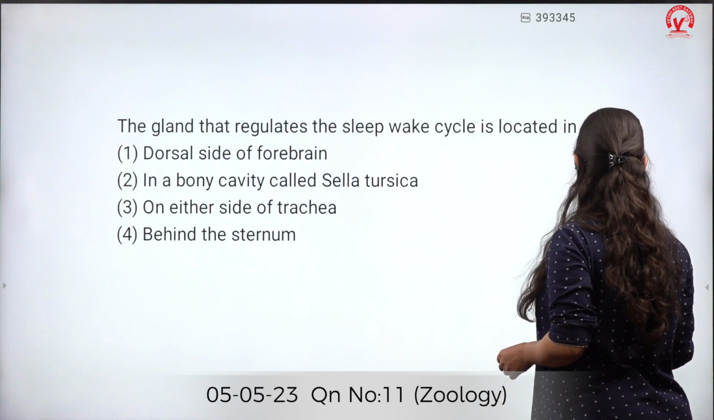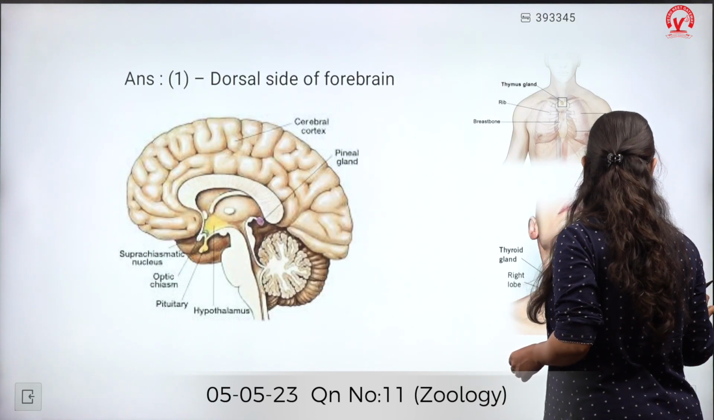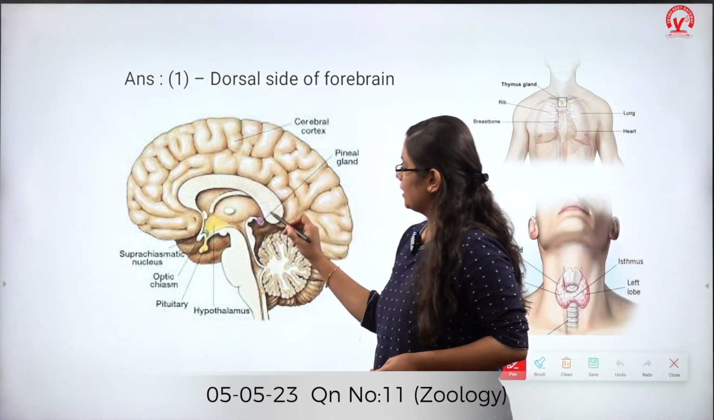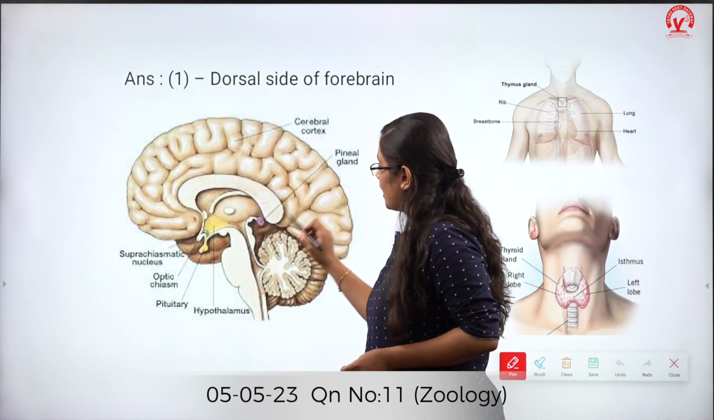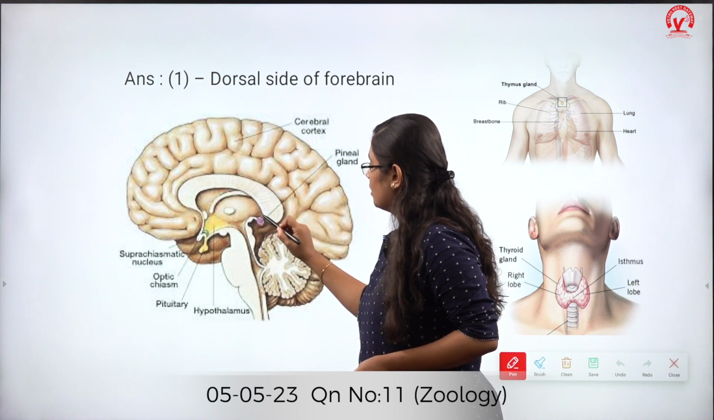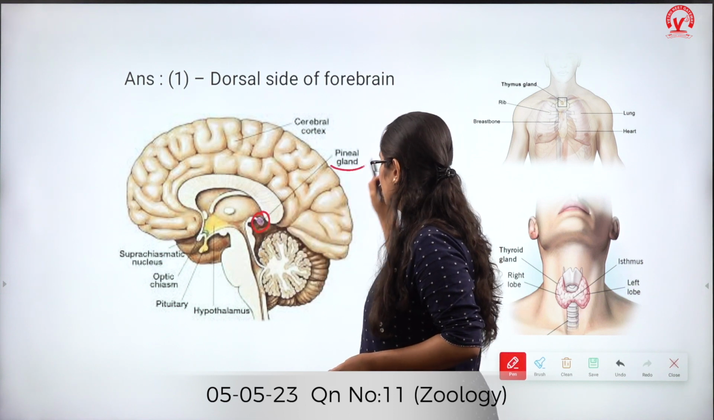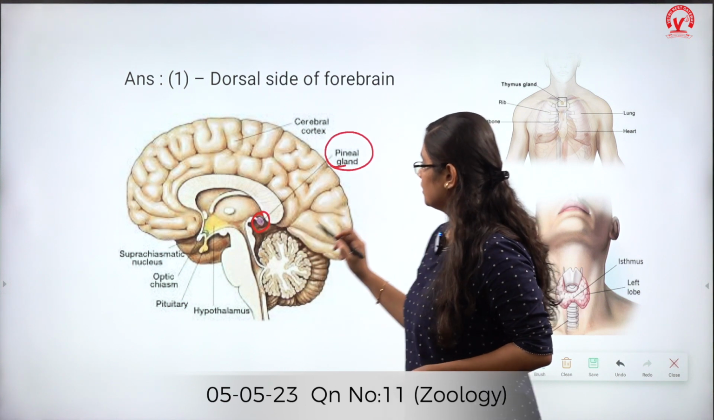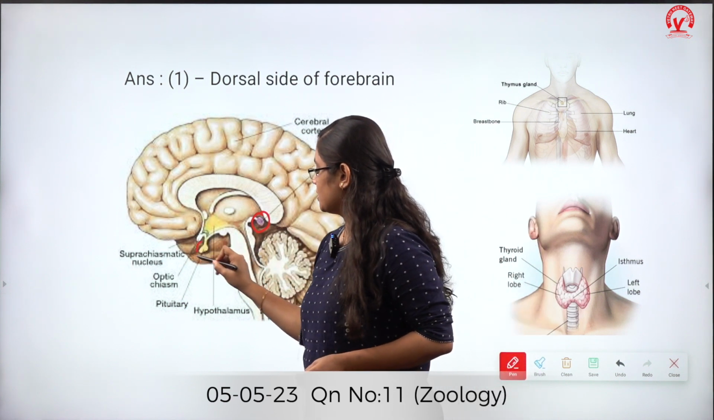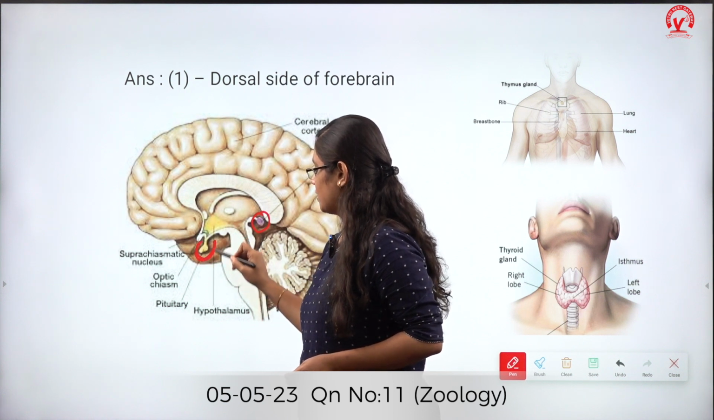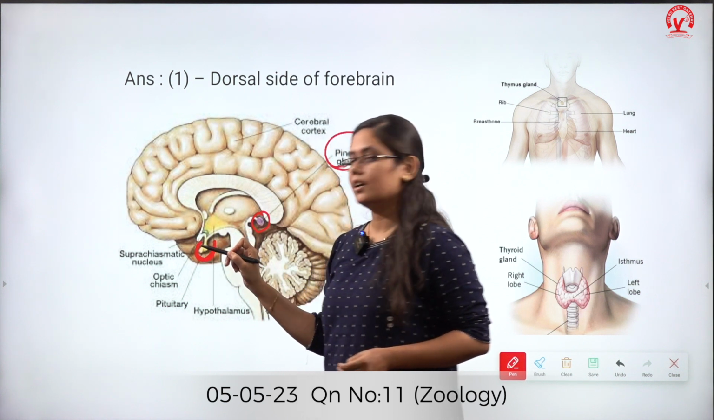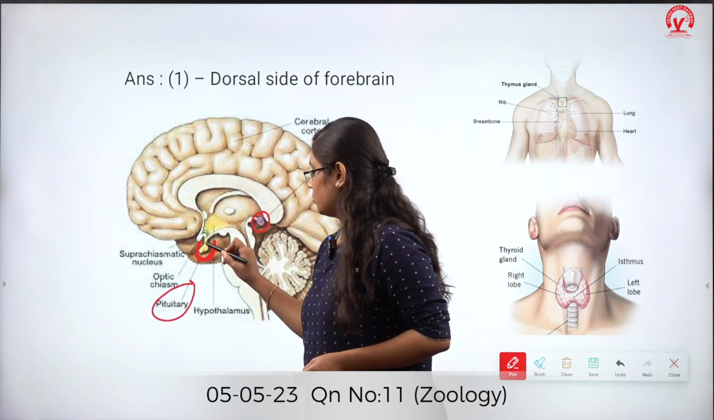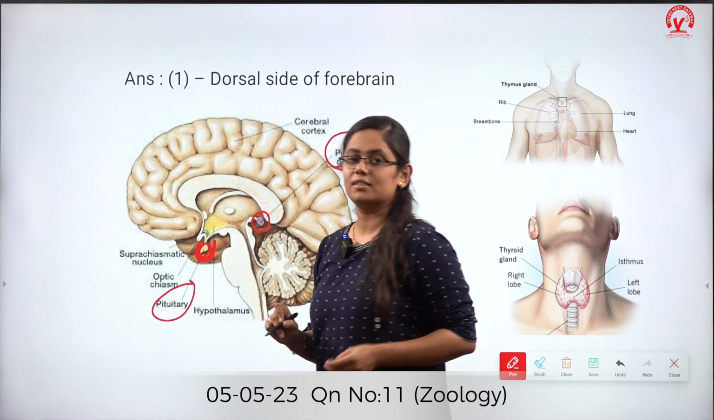So, coming to the diagram, here we can see the pineal gland, this is the forebrain and it is present in the dorsal side of the forebrain, okay. So, the correct option is option 1, whereas there will be a bony cavity called sella turcica here and the gland located in the bony cavity is pituitary gland, okay. So, pituitary gland is located in the sella turcica.